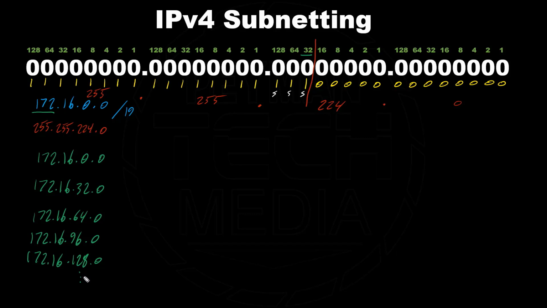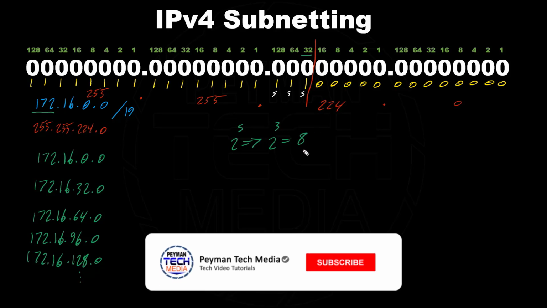When do we stop? Basically, it will give us 8 subnets. How do we know? 1, 2, 3 subnet bits, correct? The borrowed bits are the subnet bits. We have 1, 2, 3. We talked about earlier, 2 to the power of subnet bits gives us how many subnets we can have. In this case, 1, 2, 3 subnet bits. 2 to the power of 3, that's 8. So we will have 8 subnets. And actually, if we continue incrementing by 32, you will see.